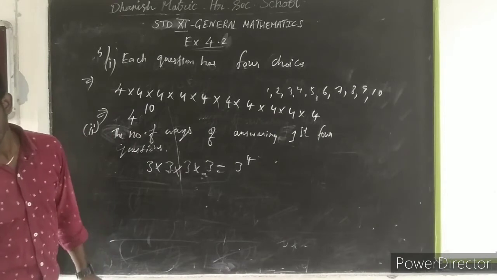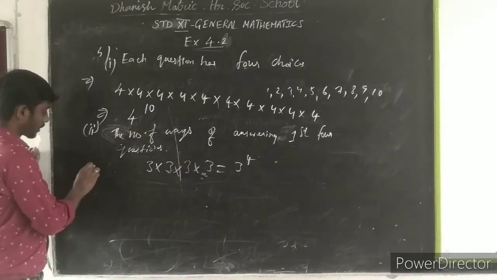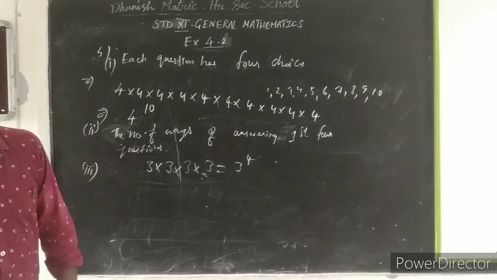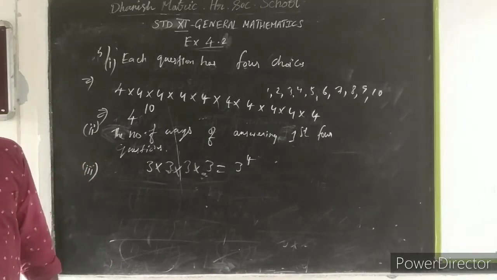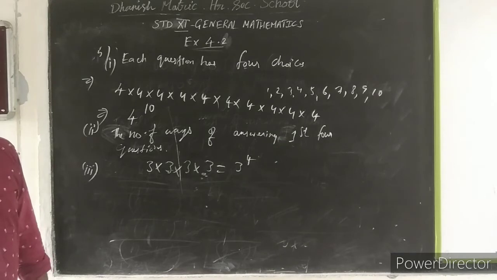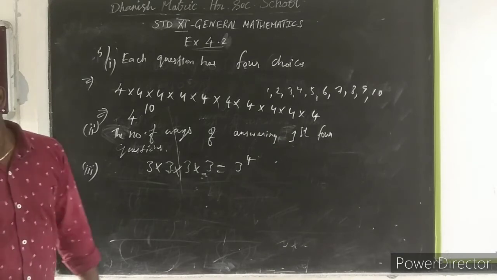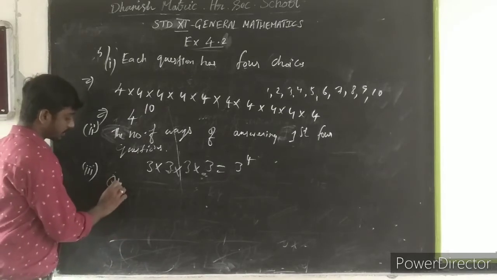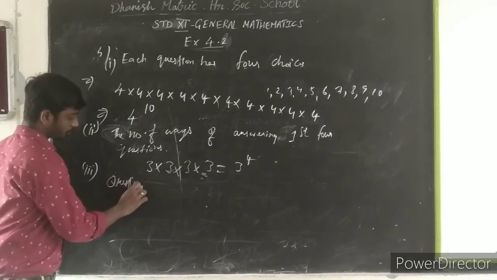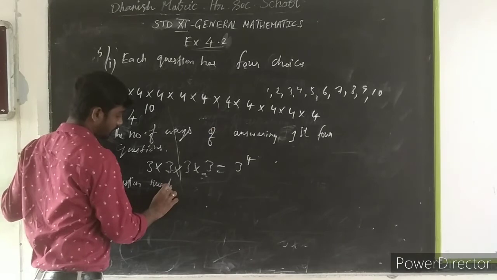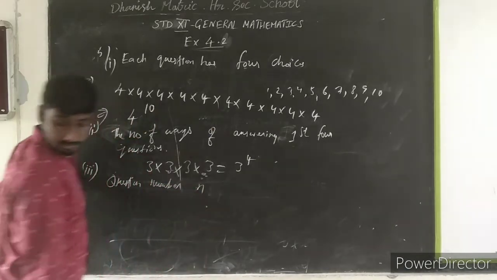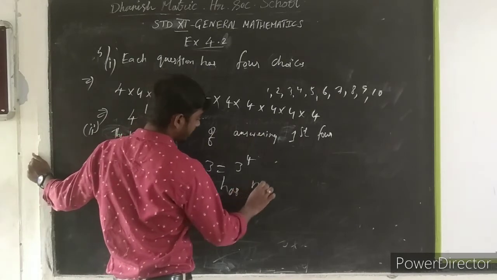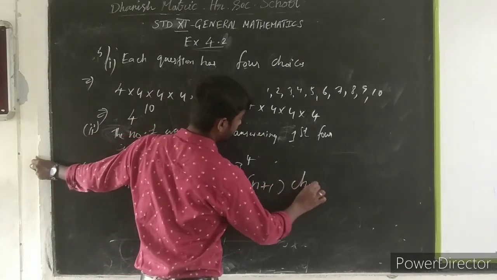Let me see the third one. What's the question given here? Third subdivision: question number n has n plus 1 choices. Listen here. Question number n has n plus 1 choices.